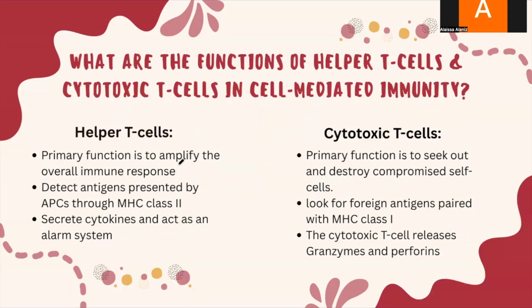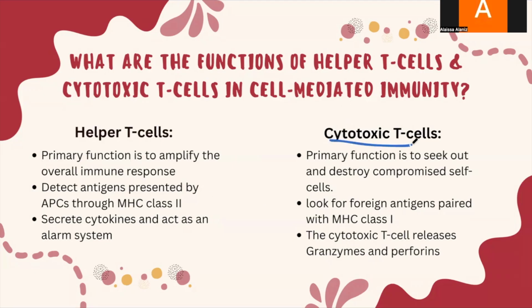Helper T cells recognize antigens presented by antigen-presenting cells on MHC class I molecules. Once activated, they release cytokines, which are signaling molecules that communicate with other immune cells. These cytokines help activate B cells to produce antibodies, stimulate macrophages to destroy pathogens, and support the activation of cytotoxic T cells.